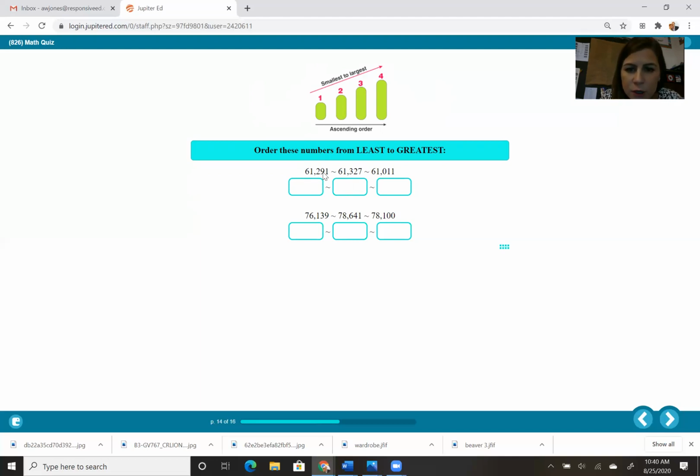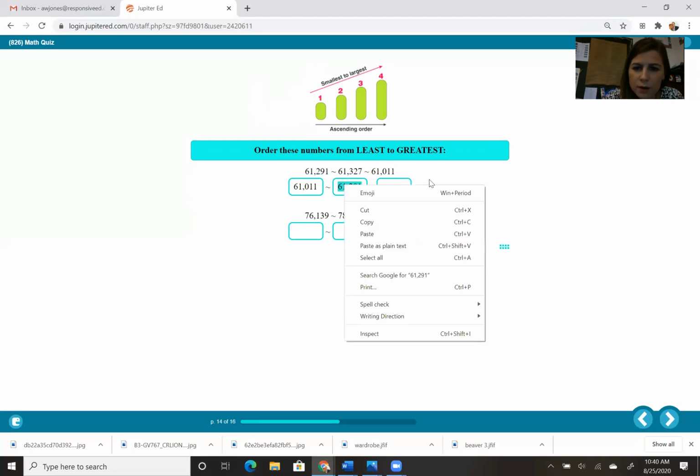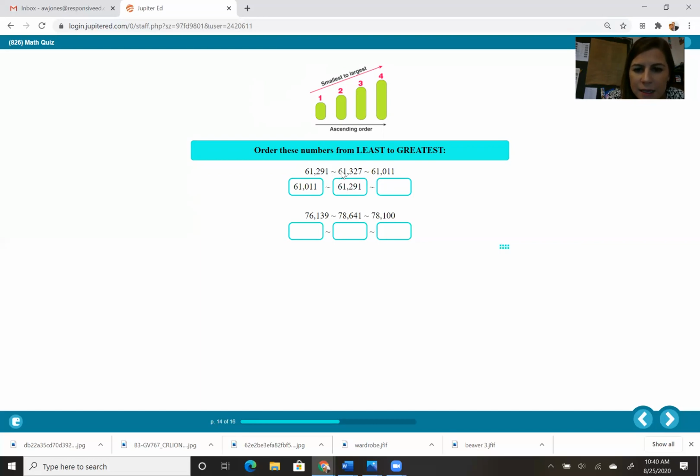So in the first number, you see there is a 2 in the hundreds place. The next number, there's a 3 in the hundreds place. And the last number, there's a 0 in the hundreds place. Well, obviously 0 is the smallest number. So 61,011 would be the smallest number, followed by the number with the 2 in the hundreds place value, 61,291. And then lastly, the number with the 3 in the hundreds place is the largest number, 61,327 is the largest, is the greatest.